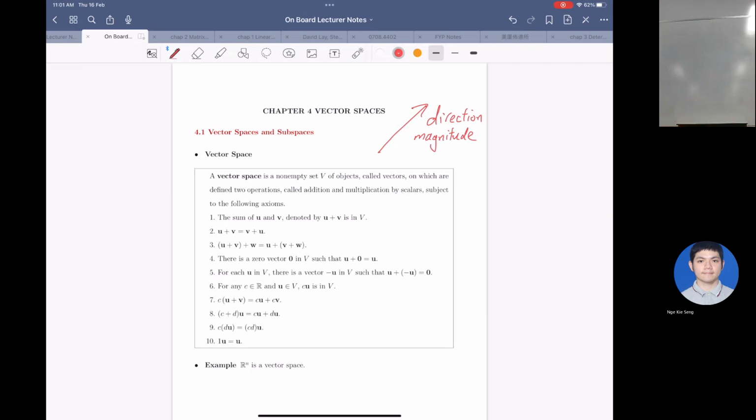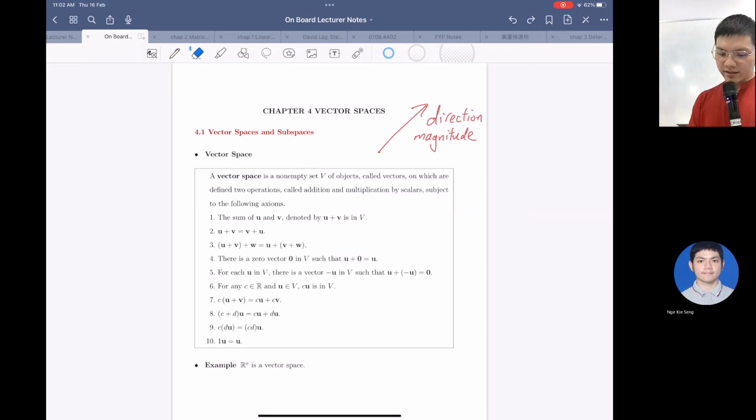So really, what's a vector space? It's a set of objects, which we call vectors, and there are two operations on it. We have seen this before already: we define two operations on the vectors in Rn, which are vector addition and scalar multiplication. We still have these two.